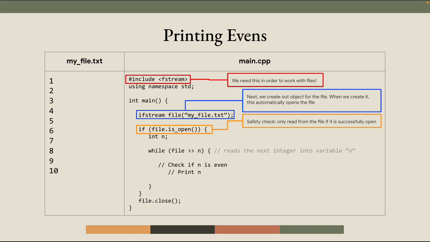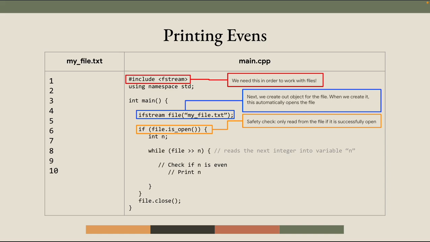But this says print the numbers that are even. If I use getline, it's going to give me those values as strings, right? Getline only does strings. Strings are useless if I want to know if a number is even, so I need them to be integers. So that's why I'm using my input operator.